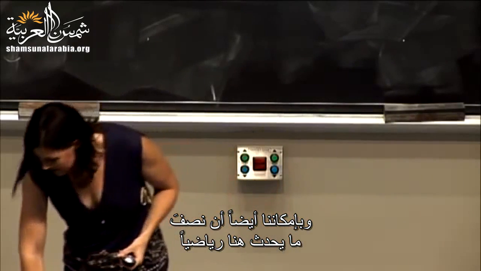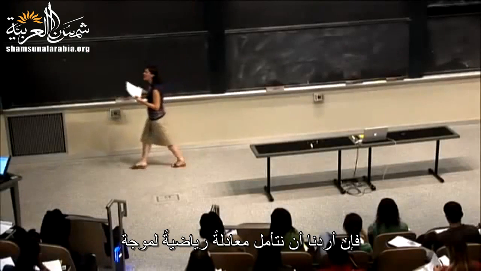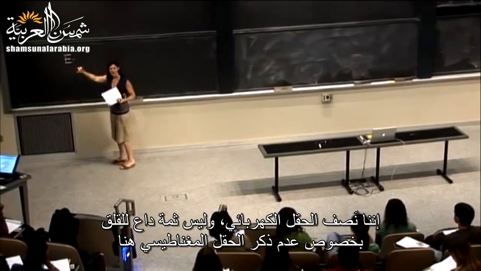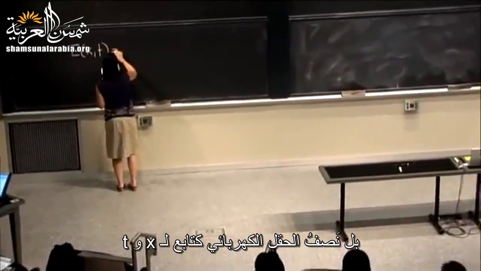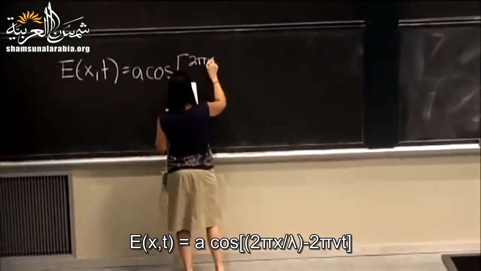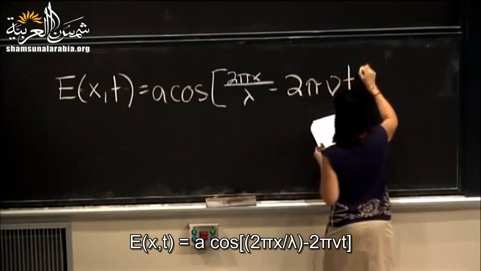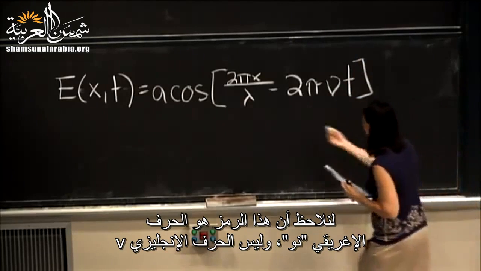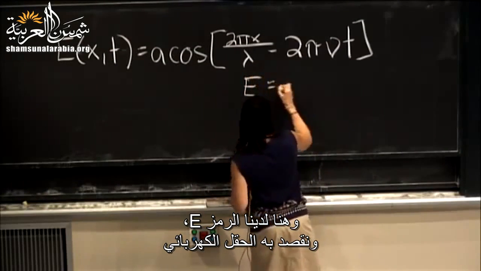We can also mathematically describe what's going on here other than just graphing it. So if we want to look at the mathematical equation of a wave, we want to describe, again, as I mentioned, the electric field. We're not worrying about the magnetic field here. As a function of x and t, that's equal to a cosine 2 pi x over wavelength minus 2 pi nu t. And note that this is the Greek letter nu. This is not a v. Where we have E, which is equal to the electric field.